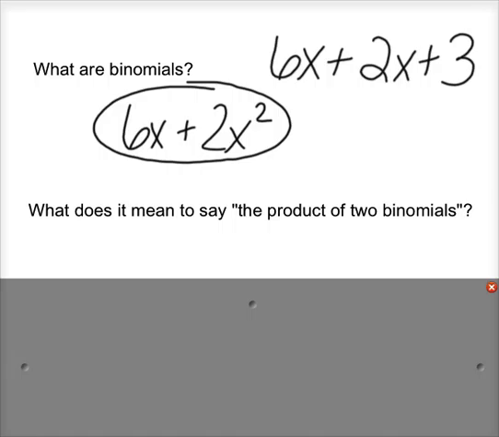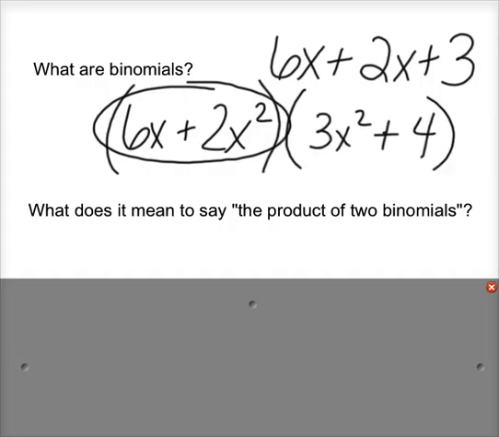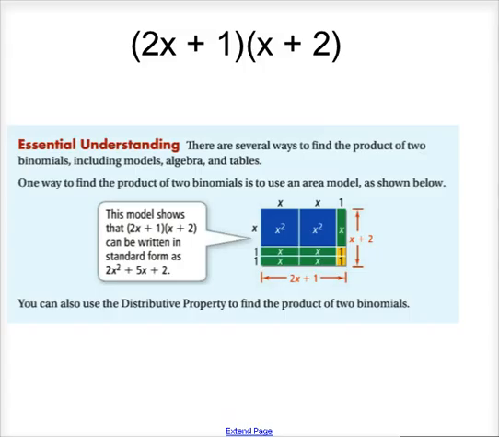What does it mean to say the product of two binomials? Well, if this was one binomial, in parentheses, and we were multiplying it by another binomial, that product is what we're trying to find. So two binomials multiplied together. That's how we're going to learn to solve today.